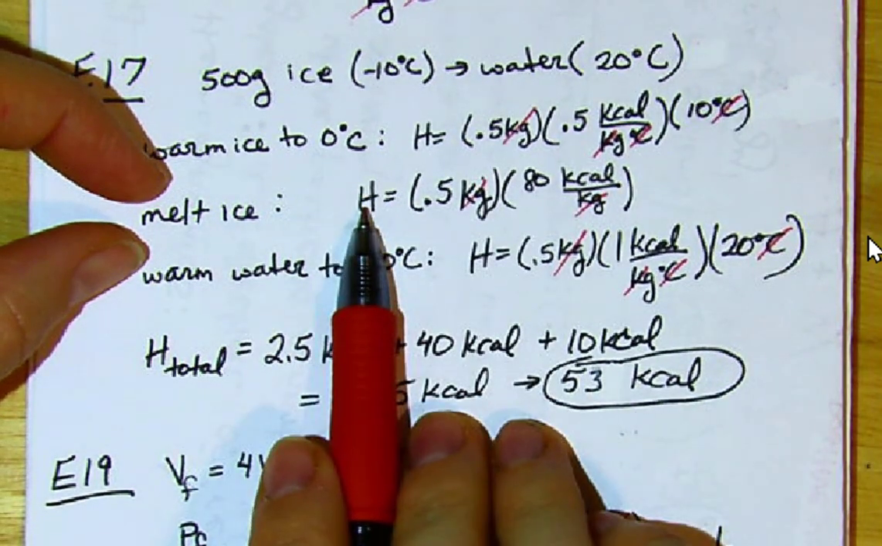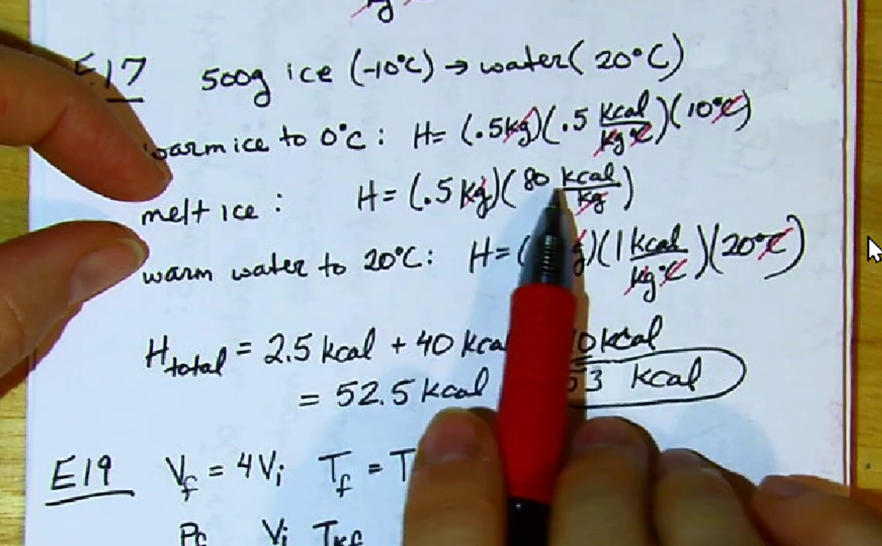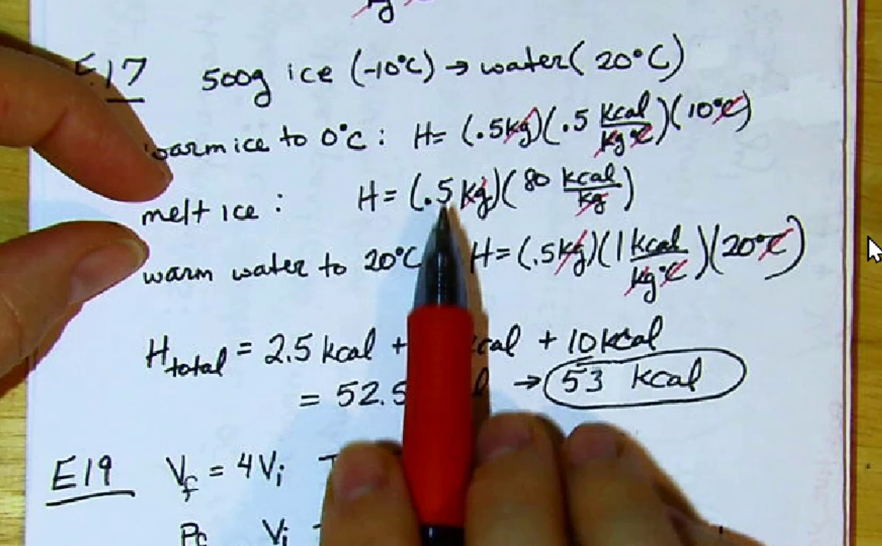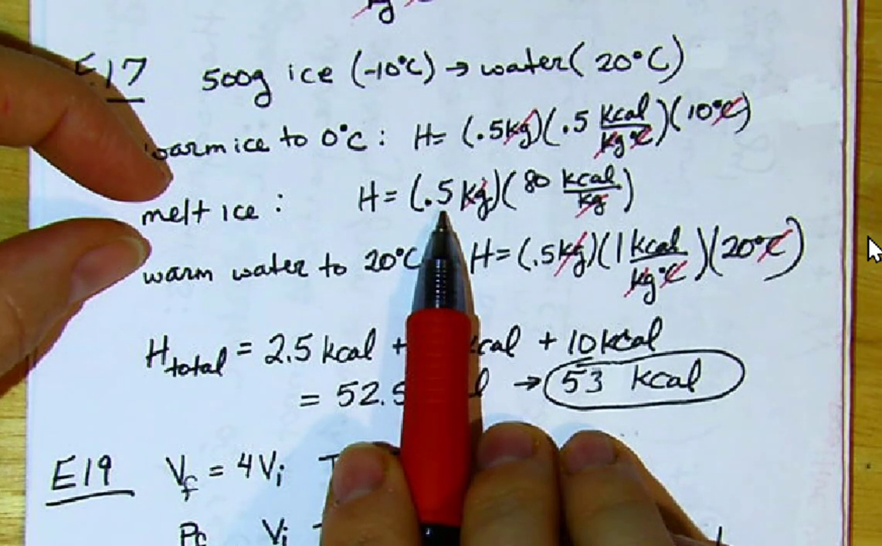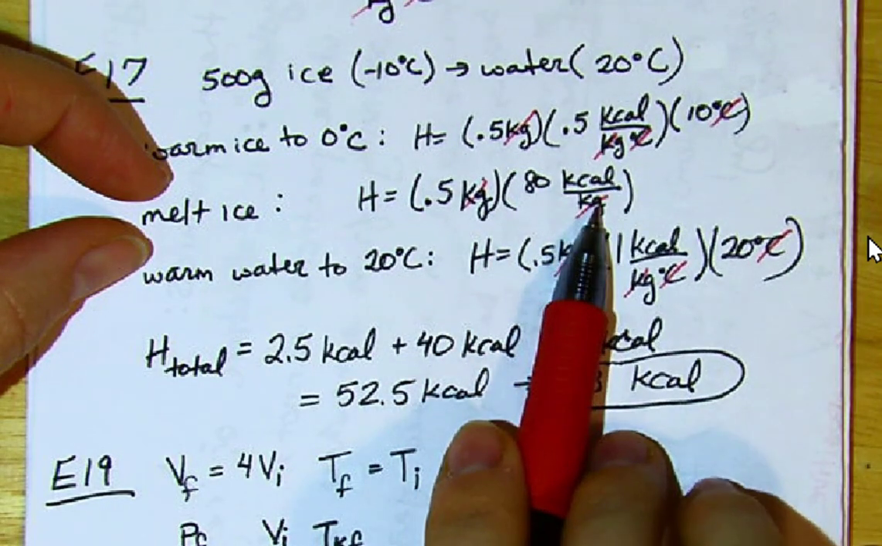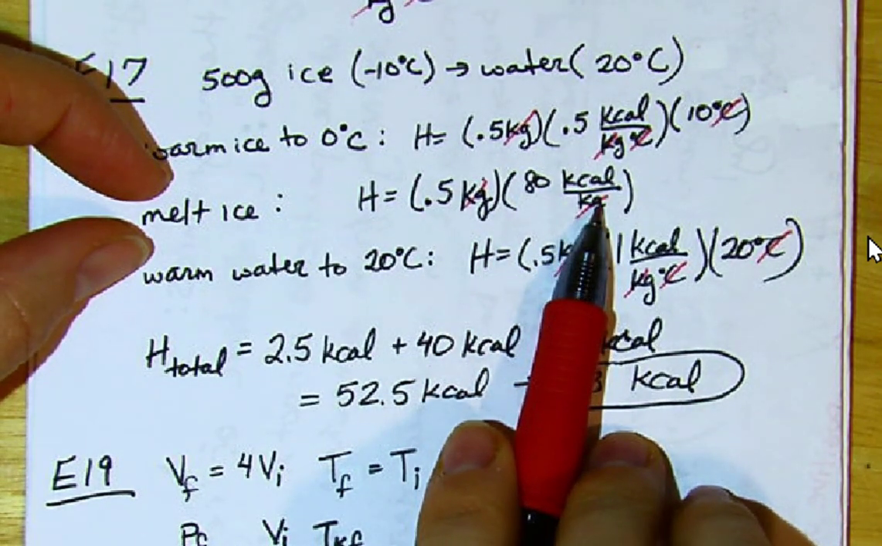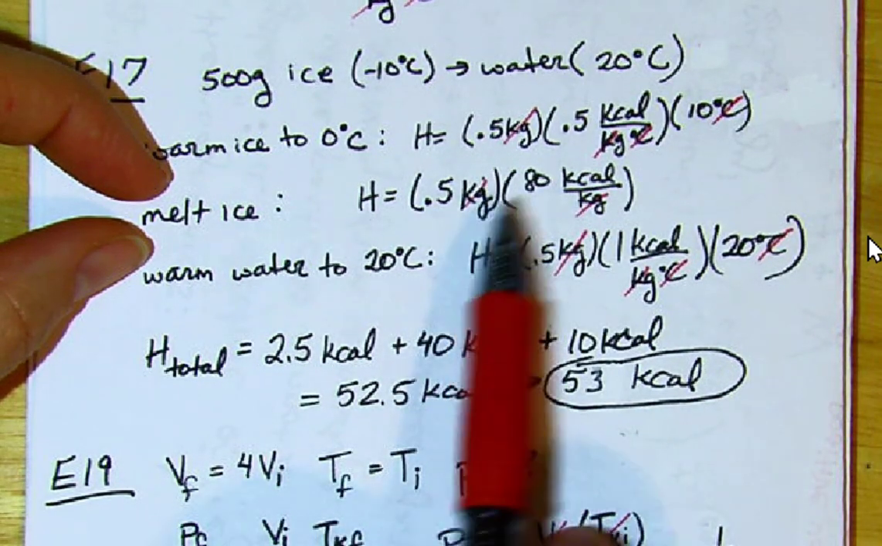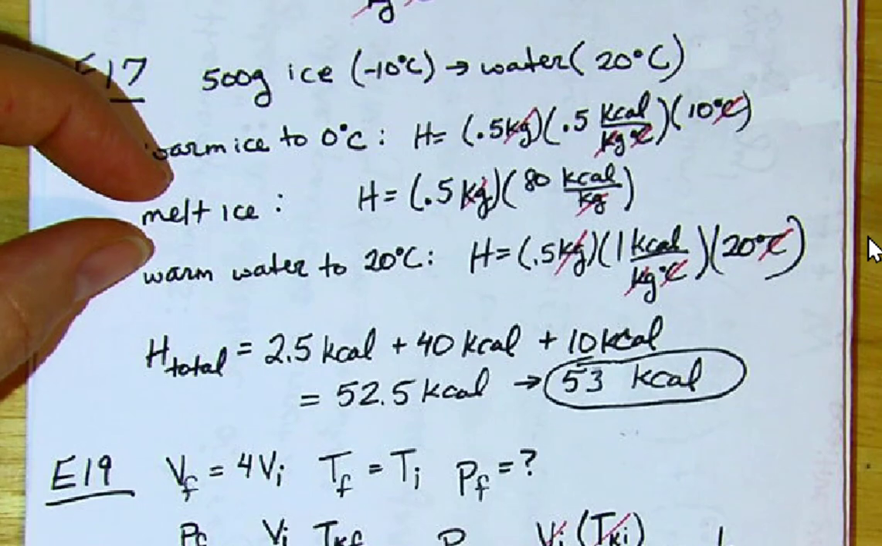So H would be equal to the mass times LF, the latent heat of fusion. So we have 0.5 kilograms of ice, and it's going to take 80 kilocalories per kilogram in order to make that transition. So this is going to be some extra energy that we'll need. I crossed off kilograms as they cancel.